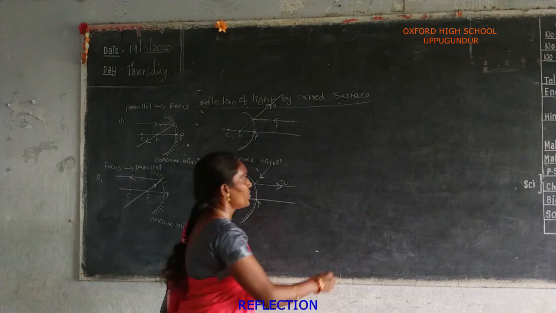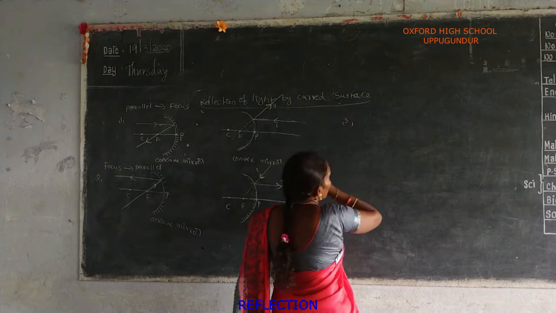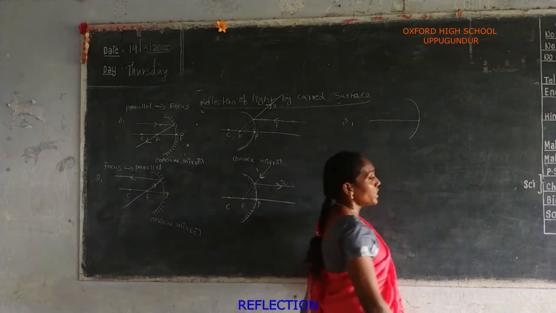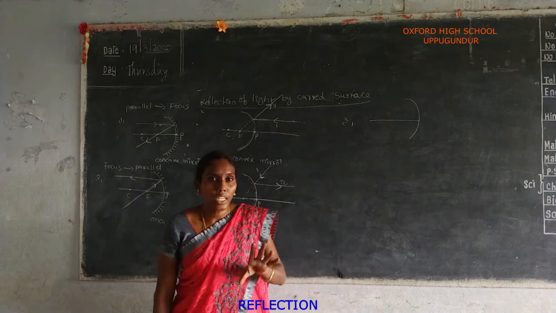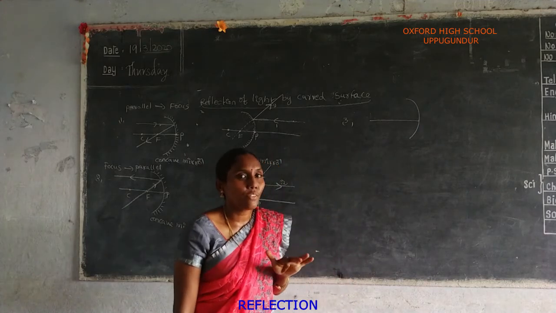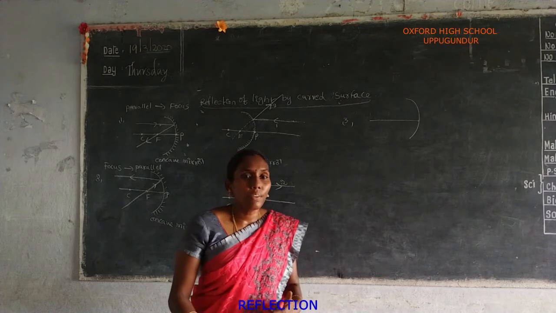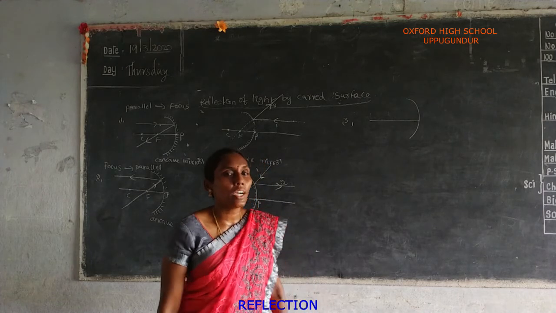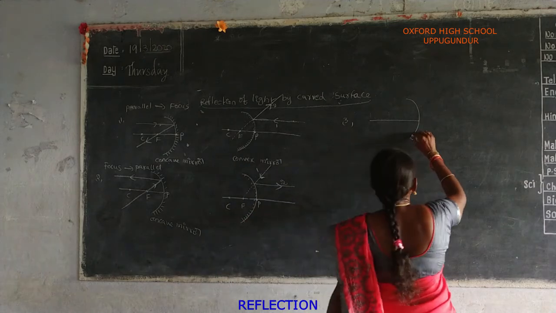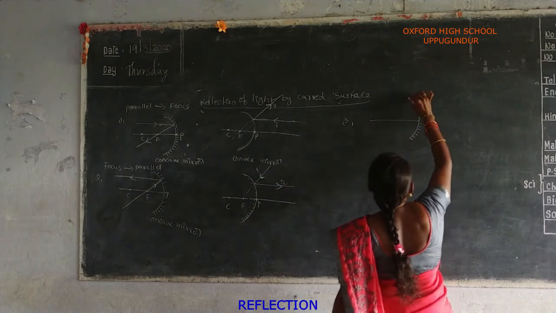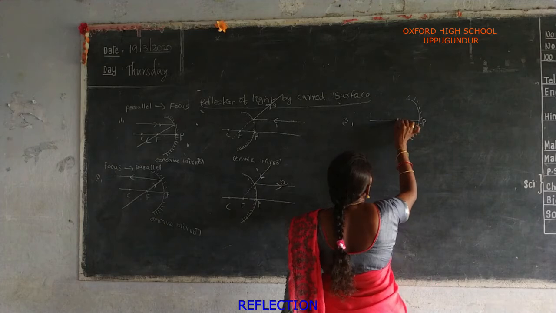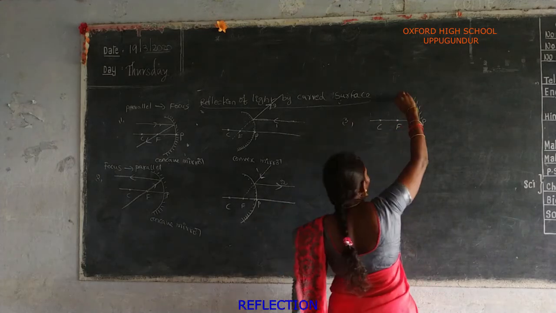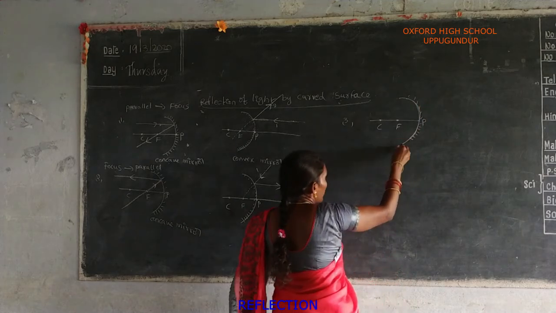And next one, rule number 3. Any light ray which is passing through the center of curvature, after reflection, it will be moved along the same path in opposite direction. This is concave mirror. Pole, focus and center of curvature.